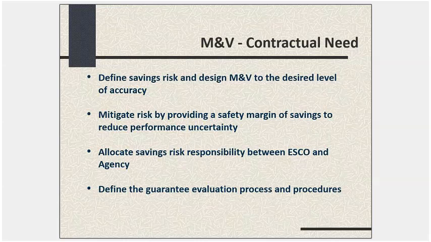And then you want to allocate the savings risk between the ESCO and the agency appropriately, as to who can best manage that risk and who can cost effectively manage that risk. And that's typically what's done in an M&V plan. And then you have to have a well-defined guarantee evaluation process and procedures, which is what the M&V plan and the contract do. All of this has to be well-defined and well-specified, because otherwise, when you go to figure out whether you complied with the contractual definition of guaranteed savings, if your process isn't well-defined, you won't come up with a clear, unambiguous answer.